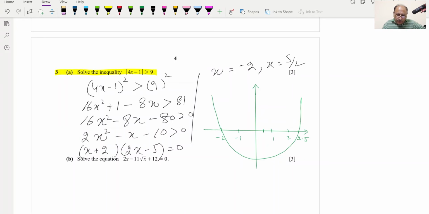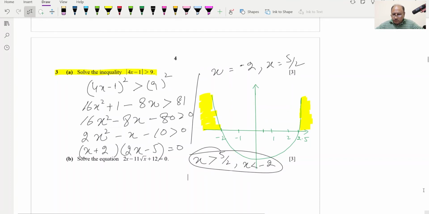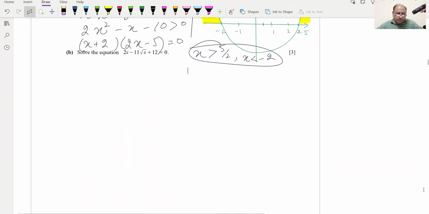Now y value should be greater than 0, and y value greater than 0 is for this section, y value is greater than 0 for these two shaded sections. So we can write the answer as x is greater than 2.5 or 5 by 2, and the second value will be x is less than minus 2. So these will be the two solutions for x. This was a 3-mark question which we have done.